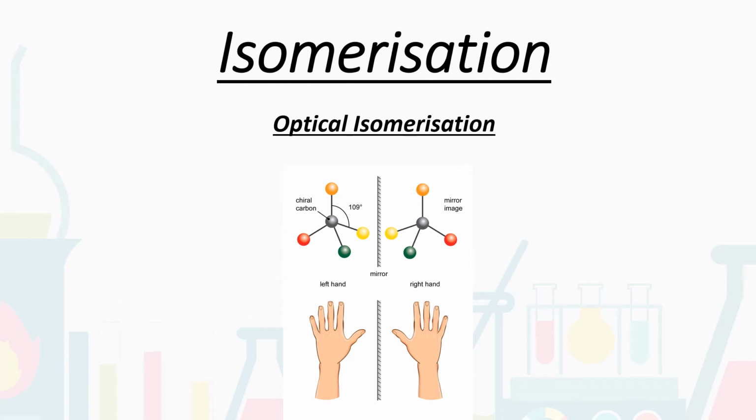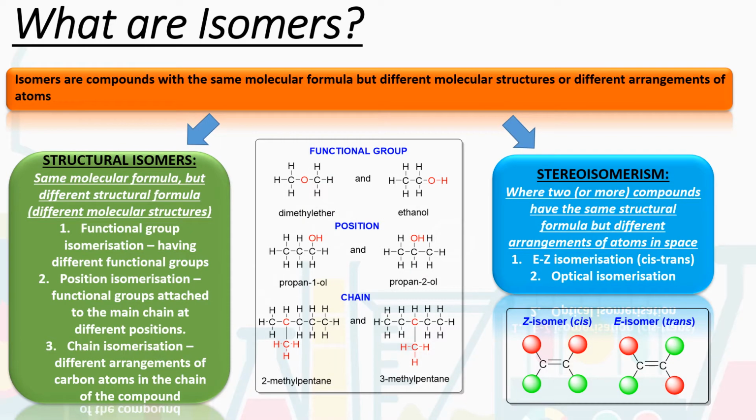Hi everyone, today a video on isomerization and specifically optical isomerization. So the first thing that's useful to think about is what are isomers generally? Isomers are compounds that have the same molecular formula but different molecular structures or different arrangements of atoms.